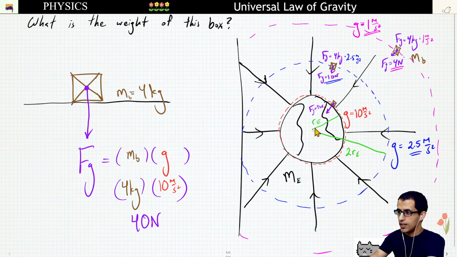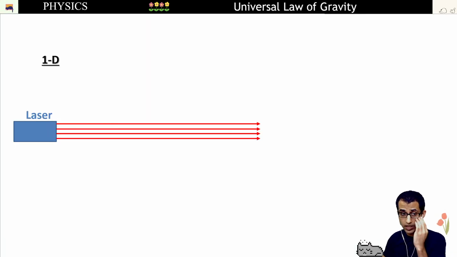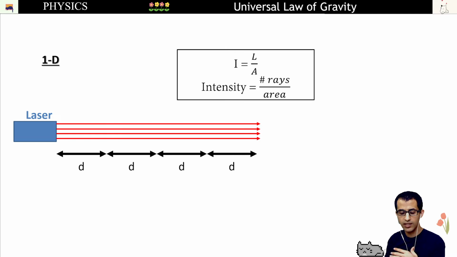So let's review why the gravitational field strength decreases in this way. In class, we used the example of light, and we wanted to see how light intensity changes as we move further and further away from the source. We started off with a one-dimensional example using a laser, and we measure the intensity of light. We measure the intensity at a distance d, 2d, 3d, and 4d.